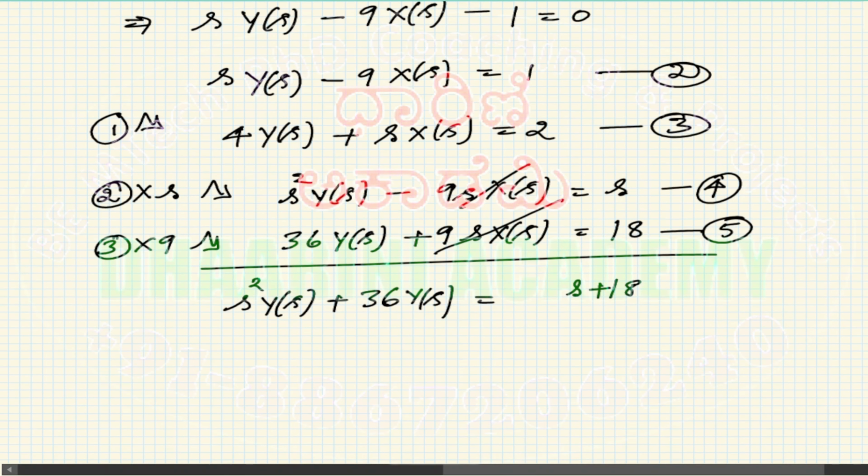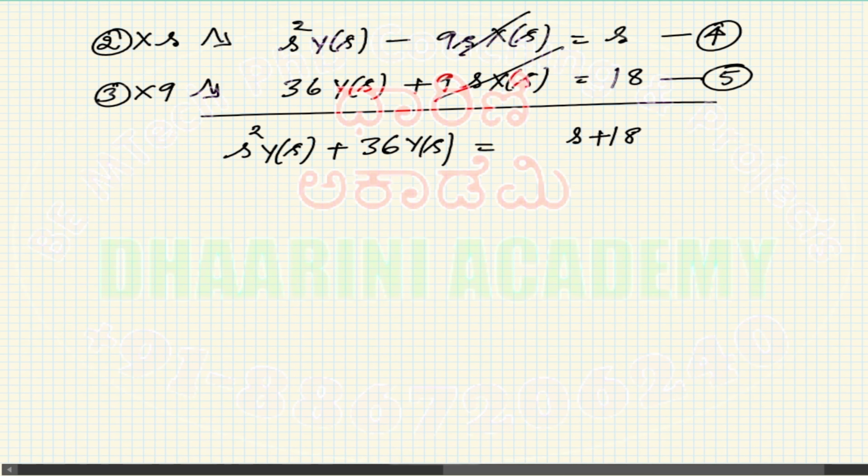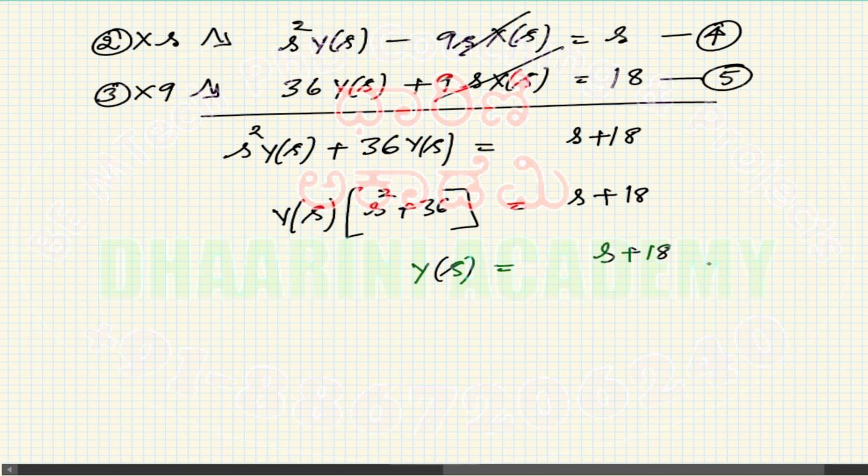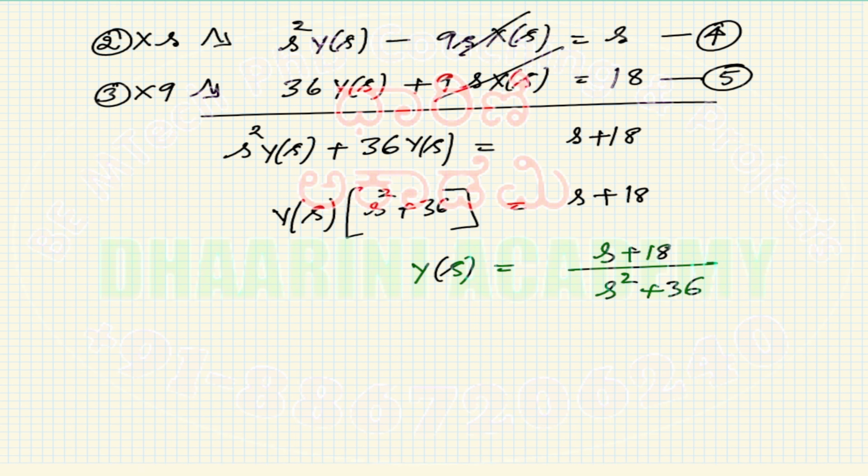Now on the left hand side, I can see y of s common. Y of s into s square plus 36 equals s plus 18. Therefore, y of s becomes equal to s plus 18 divided by s square plus 36. Now you apply any of the standard inverse Laplace transforms and try to find out what y of t is.